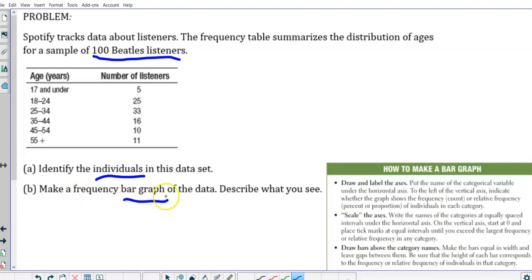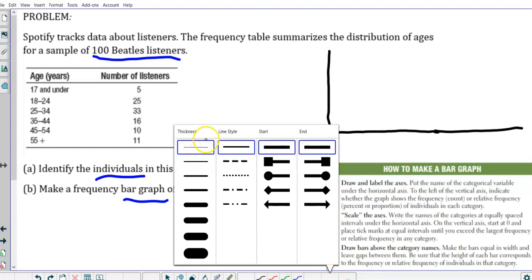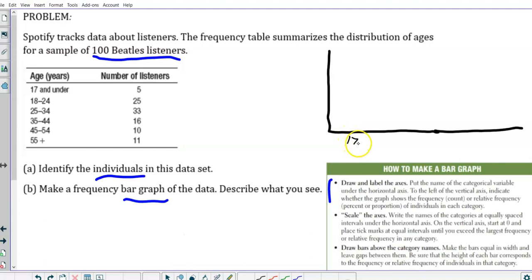So make a frequency bar graph. Here are the 3 things we have to do. It says draw and label the axis, so let's do that first. Let me get this a little smaller here. I'm going to have some different bars: this is 17 and under, this is 18 through 24, 25 through 34, 35 through 44, 45 through 54, and 55.